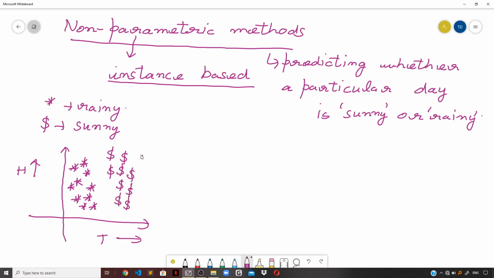So some dollars. So what we want to achieve here is that given a value of temperature and humidity on a certain day, can we predict whether a particular day will be sunny or rainy? So we will see later when we cover some non-parametric methods that if a certain point, like say a point represented using a dot, is close to the density region of some category, say it is close to the density region representing that a particular day is sunny, then it is more likely to go into that category. So it will become a part of this category and will get converted to a dollar.